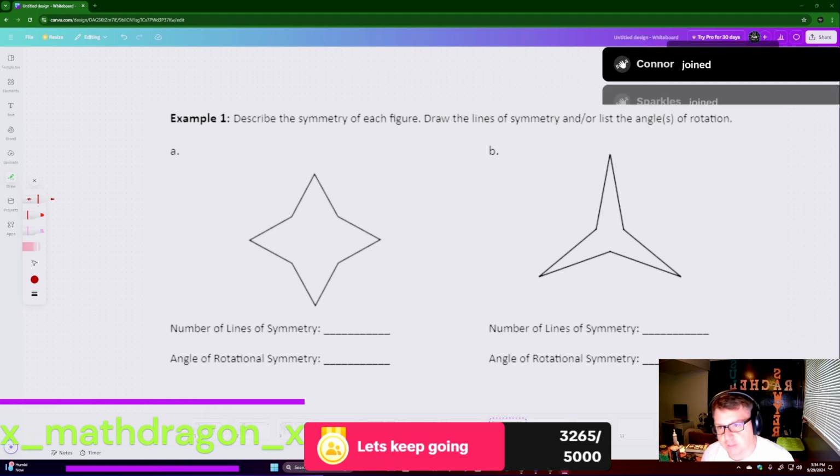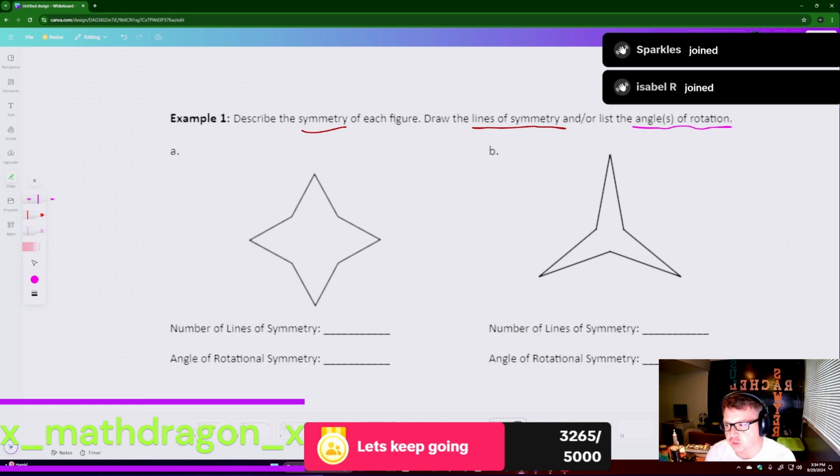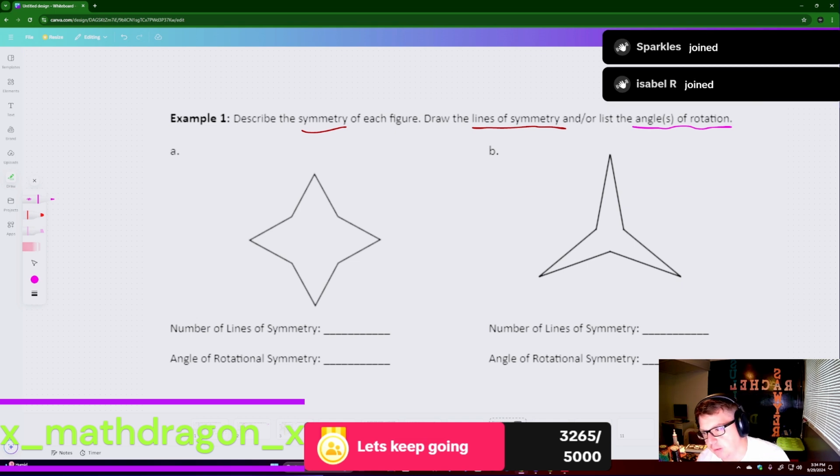Okay, in this video today we are going to talk about symmetry. Symmetry being two different things. We're going to talk about lines of symmetry and we're going to talk about angles of rotation. So what we want is we want the same picture. One way or another we want the same picture.